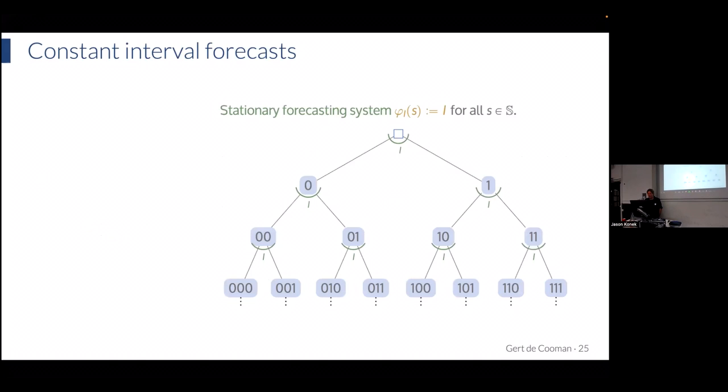Okay. Now let's look at a special case. The special case where I use the same interval in each of the situations. This is a generalization of the fair coin forecast. In a fair coin, I have one half in each of the situations. Here, I'm just replacing the one half by some interval, but the same interval everywhere. Say, one third, two thirds, everywhere. So I call that a stationary forecast, because it's the same interval. Or a stationary forecasting system, so I get the same interval everywhere.